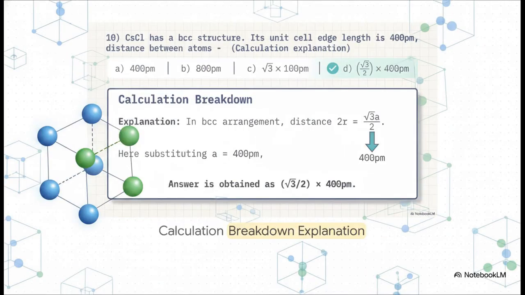Question 10. CSCl has a BCC structure. Its unit cell edge length is 400 pm. Distance between atoms, calculation breakdown. Explanation.